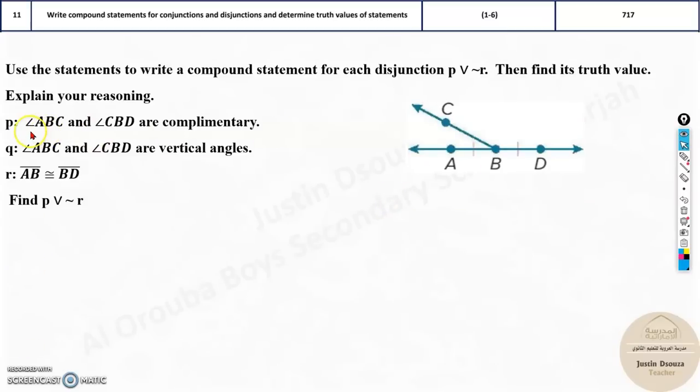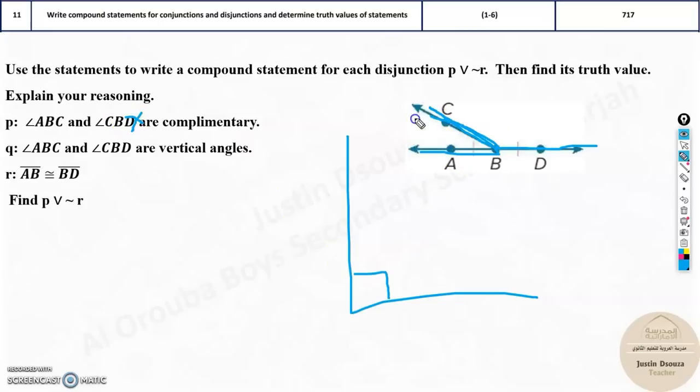Now we will look into another problem. Over here, see, this is the OR symbol. Otherwise it will be mentioned as OR. Here they have given you P, Q, R statements. P: the angles ABC and CBD are complementary. Let's see, ABC and CBD. No, these are supplementary. Complement means 90 degrees, a right angle. No, this is false. Supplement means 180. Q: ABC and CBD are vertical angles. This is again false. And R: AB and BD are equal. Yes, that is true.